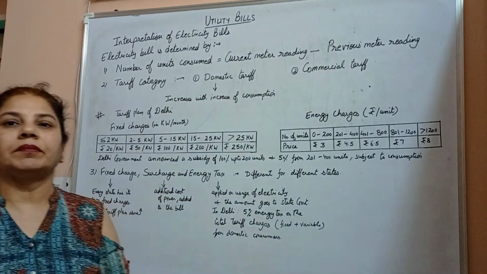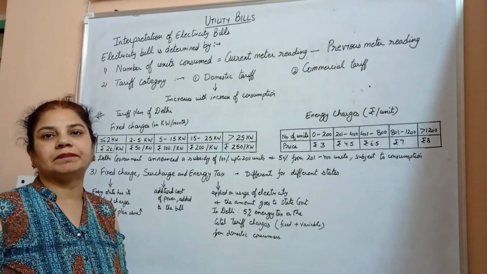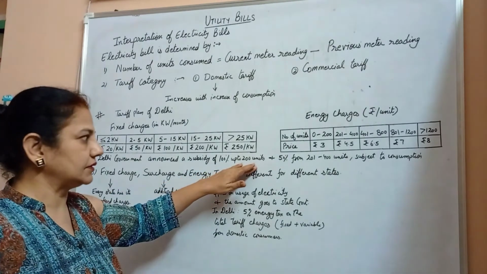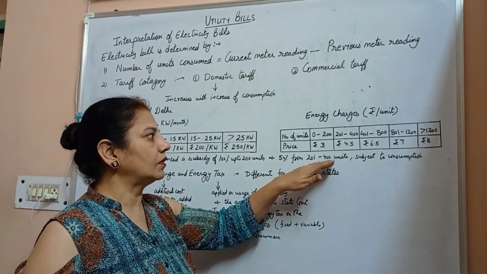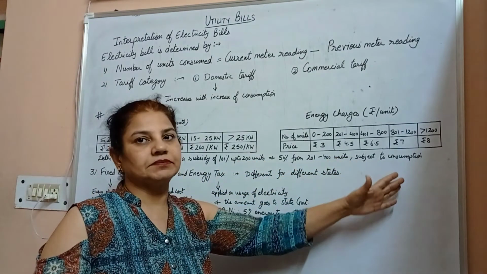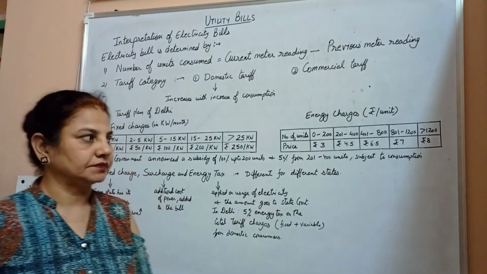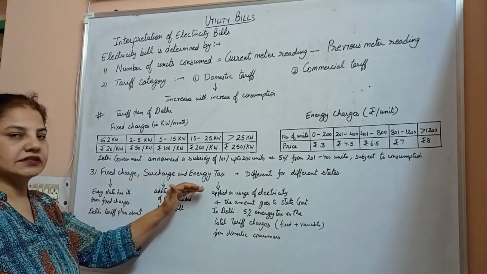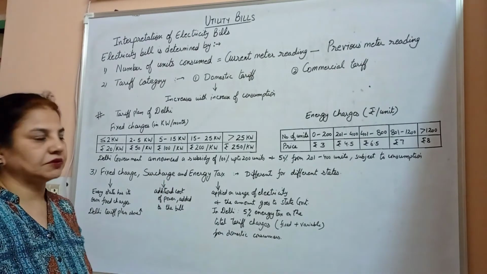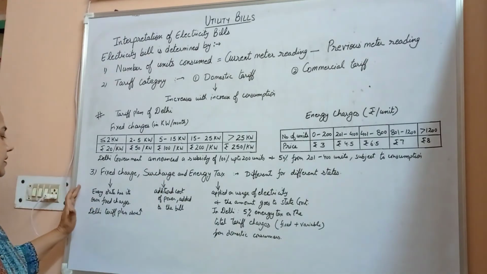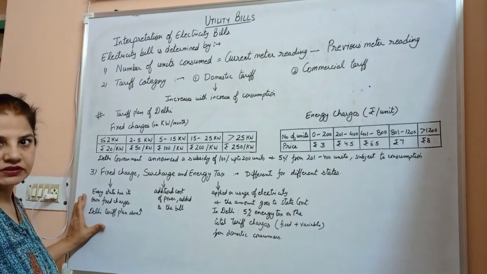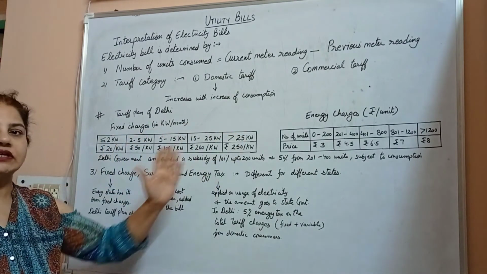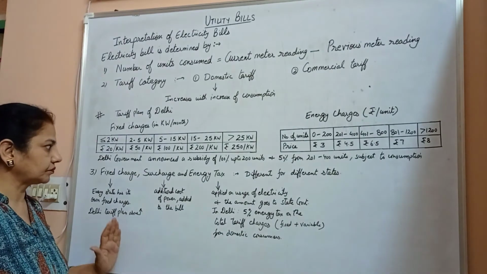As we know, the Delhi government has given a subsidy of 100% waiver up to 200 units, and 50% from 201 to 400 units, as per the consumption. Fixed charges, surcharge and energy tax again differ from state to state. Every state has its own fixed charges. In Delhi, the tariff plan is already given to you. Fixed charges and energy charges I have already explained.